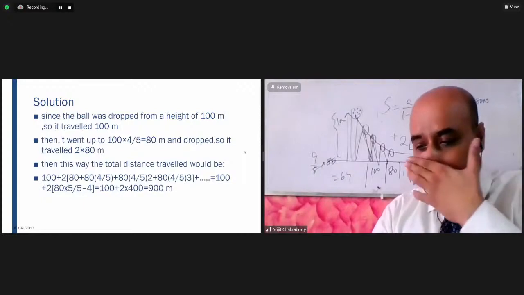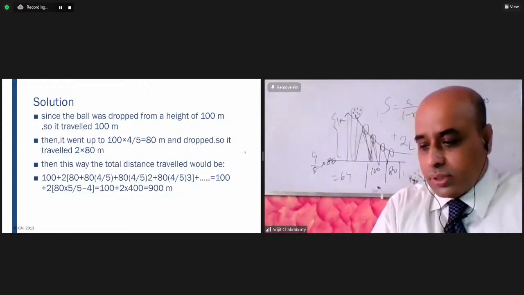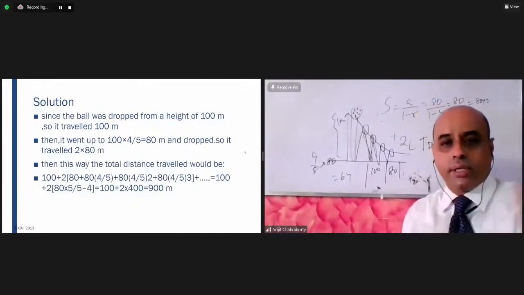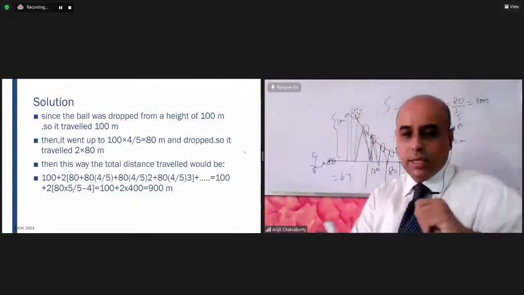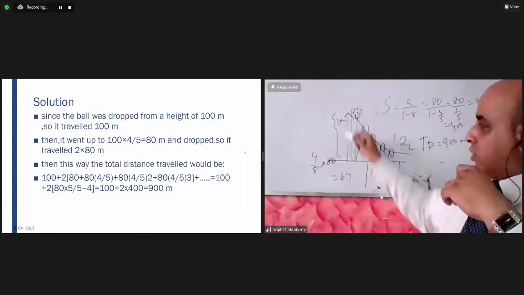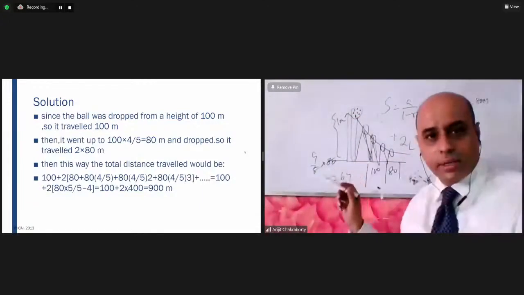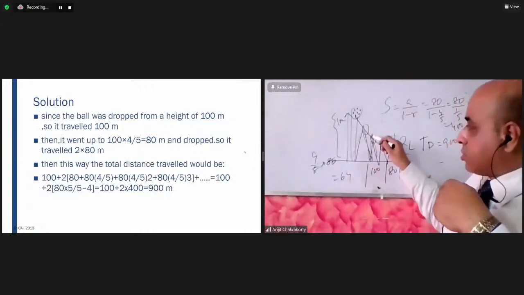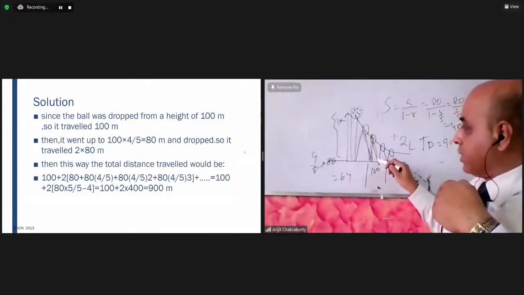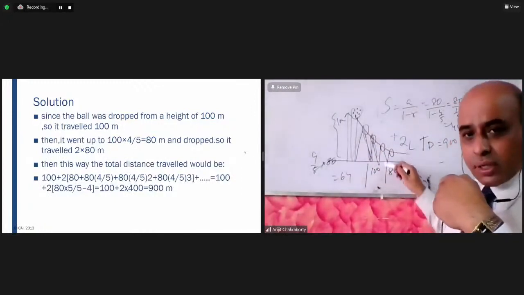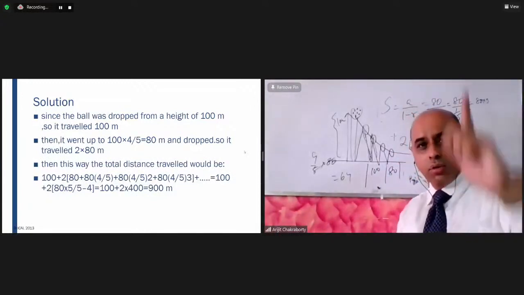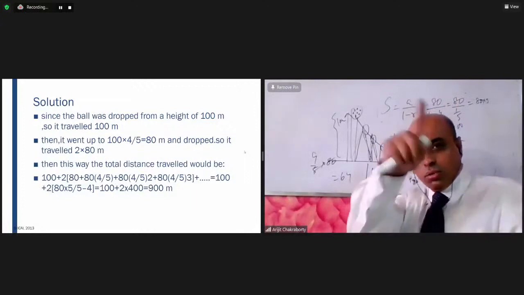No, Chomo, this is not the right answer. Please check. 500 meters is not the right answer. Just check it. See, the ball is traveling like this. 100 meters, it falls. 100, that is separate. Now it goes to 80 and falls down. It goes to 64 and comes down. Then it goes to 64 into 4/5 and comes down. So every time it is bouncing up and down. So it goes up, falls 2 times.